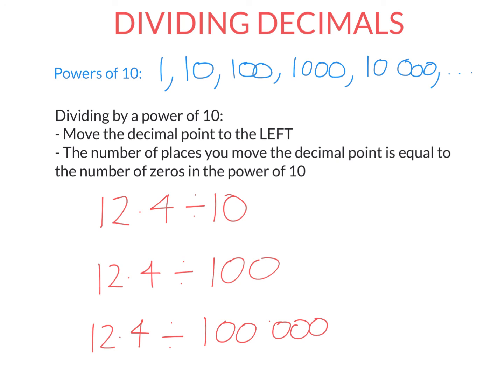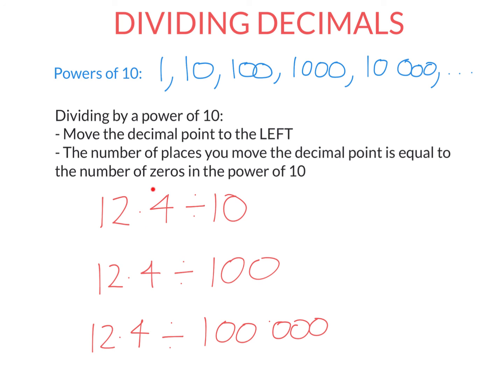So dividing by powers of 10 is easy. That's why I've separated it. It gets its own little segment in this video. So to divide by a power of 10, you move the decimal point left, and the number of places you move it to the left is equal to the number of zeros in the power of 10. So what does that mean?